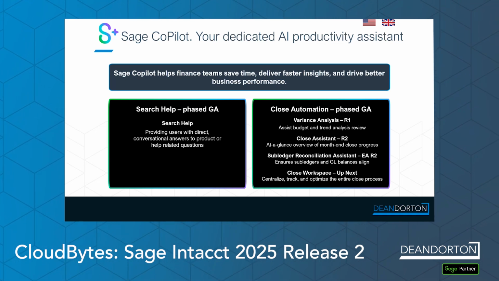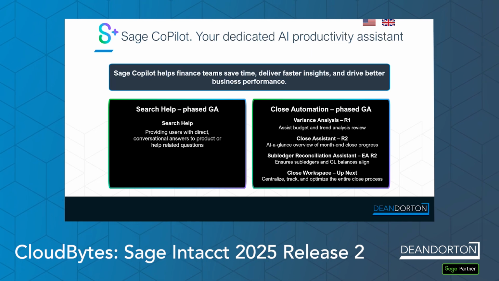So in release 1, variance analysis came out, and that's been out there for a little bit, helping assist you in budget and trend analysis review. This time, the close assistant is a part of this release. So it's an overview of your month-end close progress. The Subledger Reconciliation Assistant is in early adopter now. So if you want to get in on that, let us know. And then the closing workspace is something that they're going to be working on next to kind of centralize the whole thought process of that continuous close.